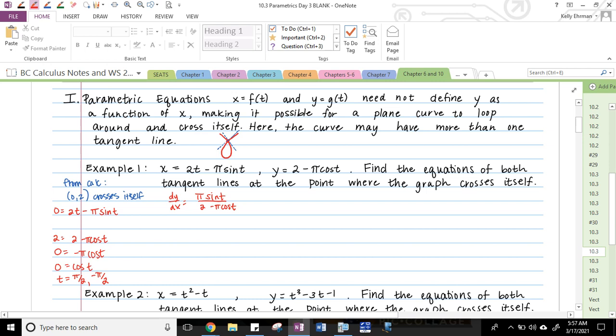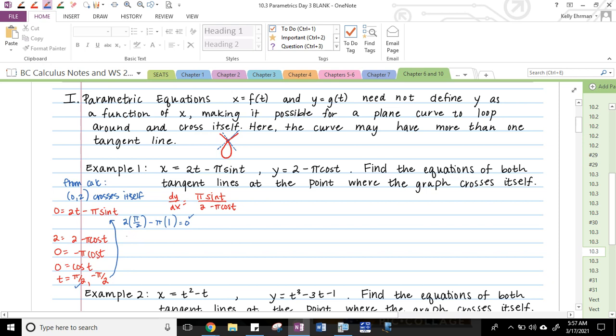And then I'm going to check both of those, because I need two values of t. One will be the first time it's on this slope, and then the second time it's on this slope. So I need to check to see if these two values work for the x. Is 2 times pi over 2 minus pi times the sine of pi over 2, that's 1, equal to 0? Pi minus pi is equal to 0. Yes, so pi over 2 works.